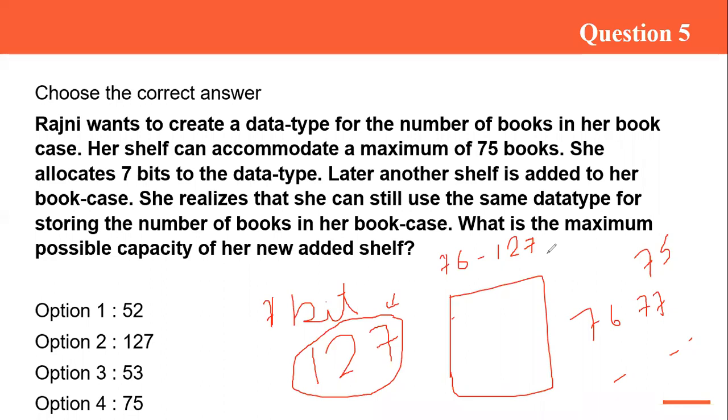What will we do? 76 is inclusive, so one of them is inclusive and one should be exclusive. 52 books it will be. Got it? 52, exactly. That's the answer. Number of numbers. Got it, everyone? 52 is the answer. Understood that, everyone? Is it clear now?